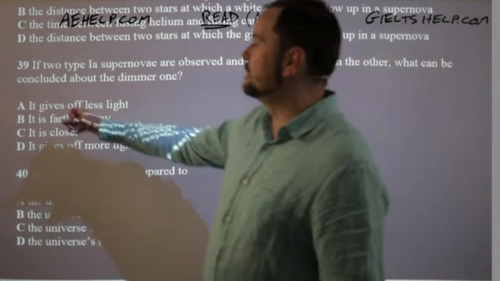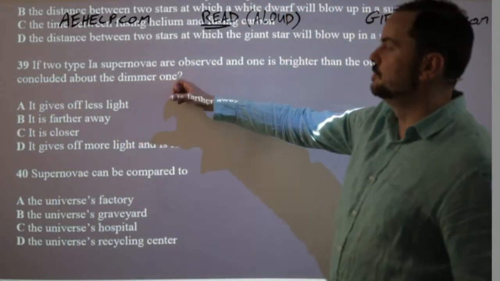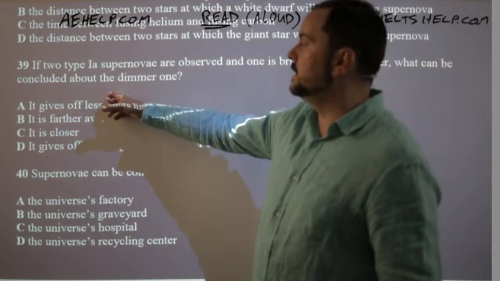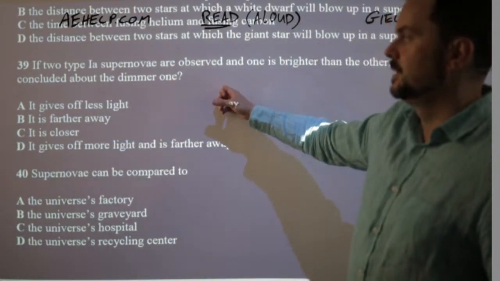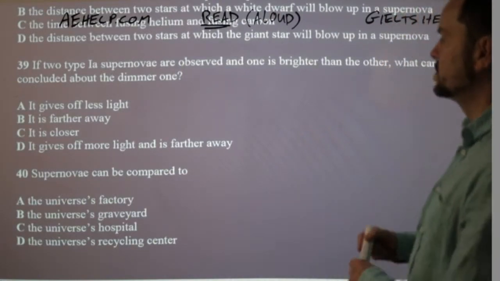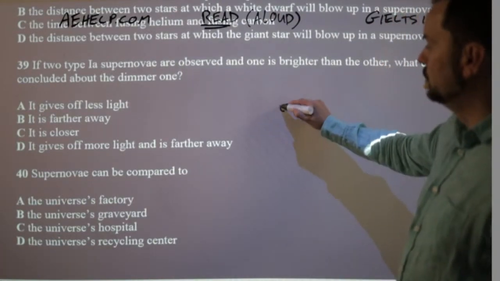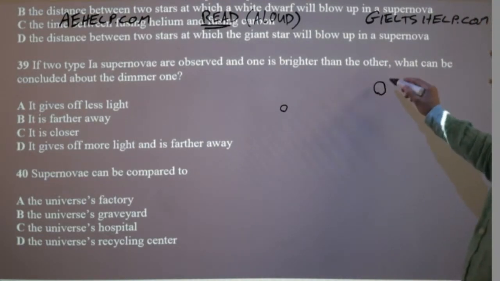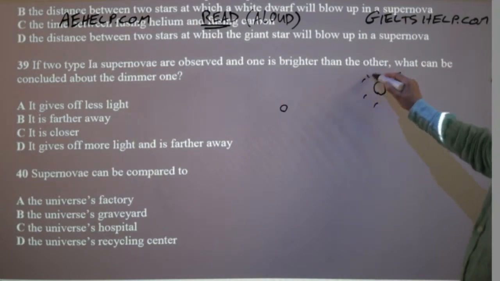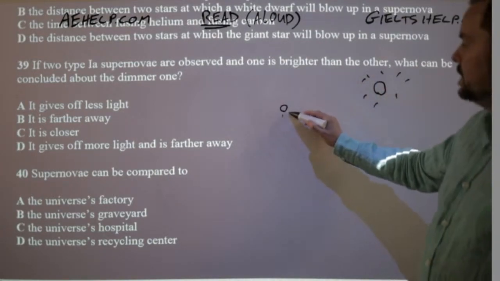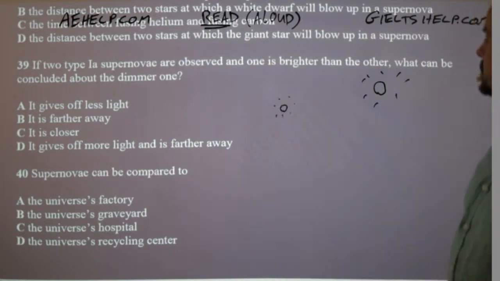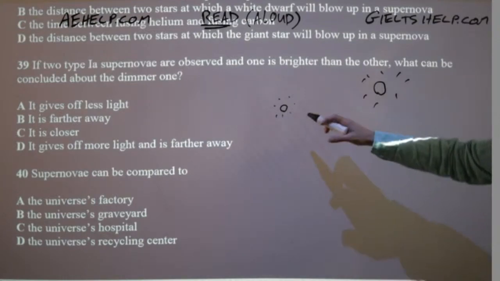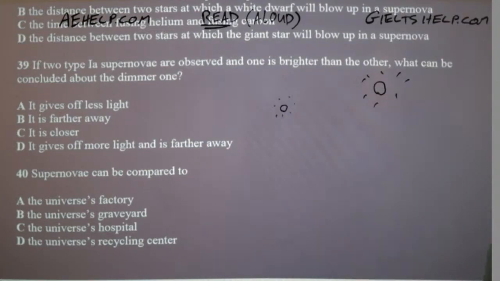All right, so number 39, if 2 type 1a supernovae are observed and one is brighter than the other, what can be concluded about the dimmer one? Okay, so you have to visualize here. So you have 2 supernovae, type 1a, okay? And you have one that's quite bright, and you have one that's a little bit dimmer. So the question is, what can we say about the dimmer explosion, the dimmer supernovae?